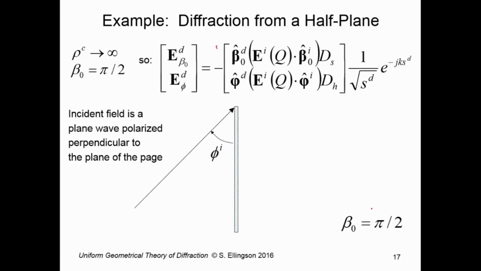Okay, so now let's return to the example of diffraction from a half plane. At this point, you may want to return to the GTD lecture and just refresh your memory about how that worked out, because I'm not going to repeat all the details here. What happens in this problem is we're interested in a half plane. We end up with a cylindrical wave with this very simple phase factor. Really, all the work is in computing the diffraction coefficient. Rho super c is infinite, beta naught is pi over 2.